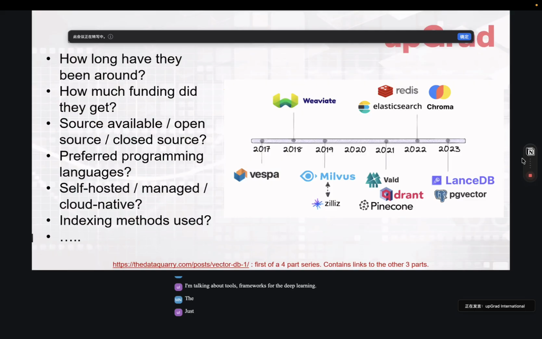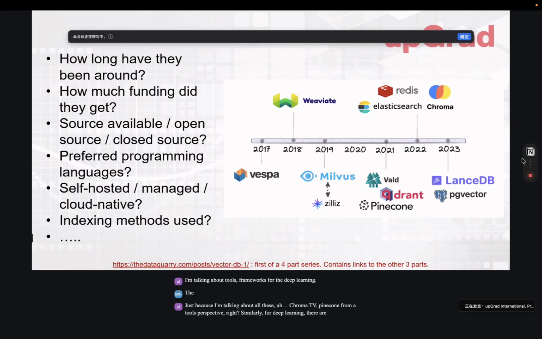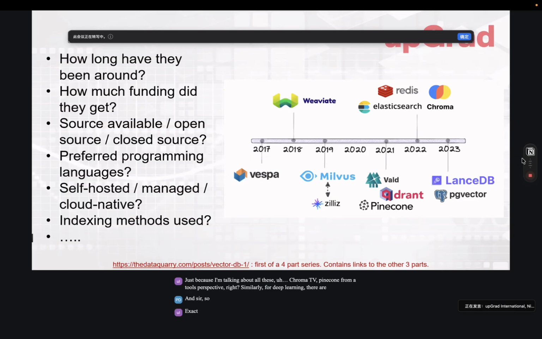Just like I'm talking about ChromaDB, Pinecone from a tools perspective, similarly for deep learning there are TensorFlow, exactly. TensorFlow and scikit-learn, where scikit-learn is more from a machine learning side, and TensorFlow is something that we use very often. Exactly, TensorFlow and PyTorch, if you have heard of them. So these are the two top ones in the market now.